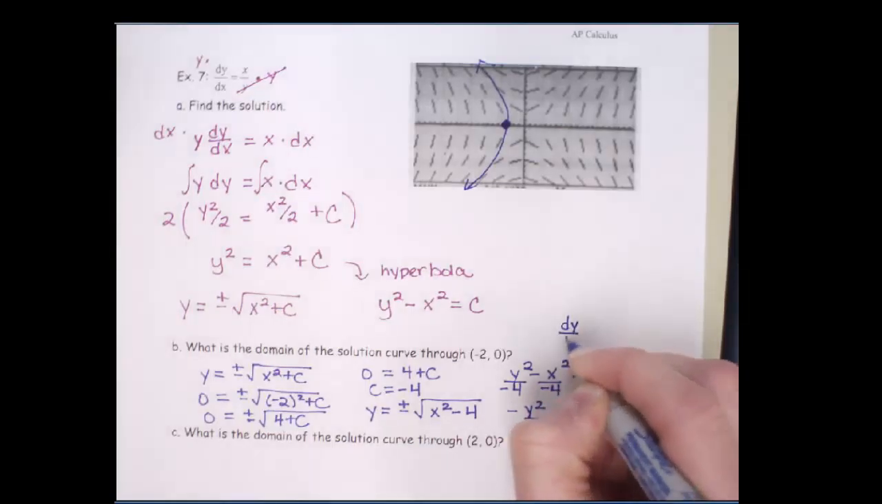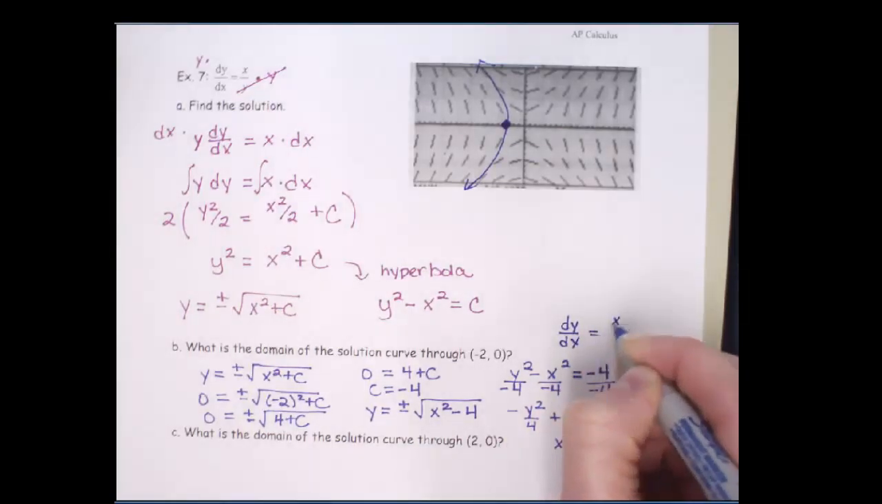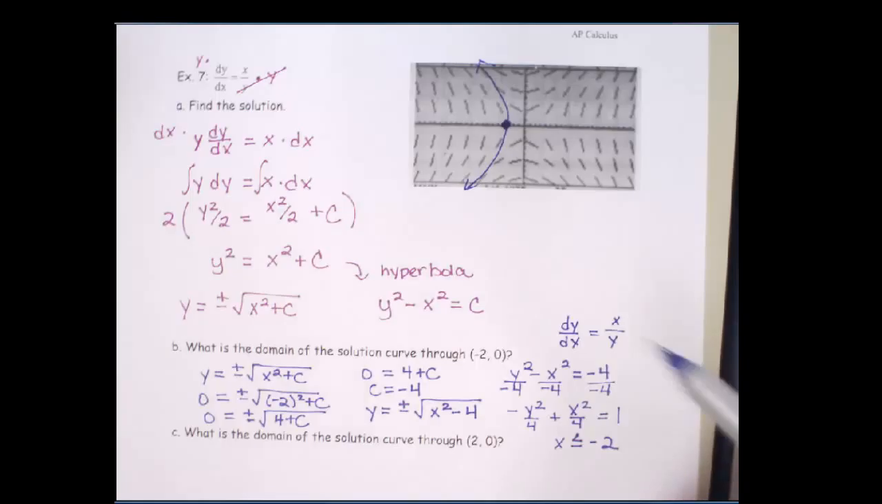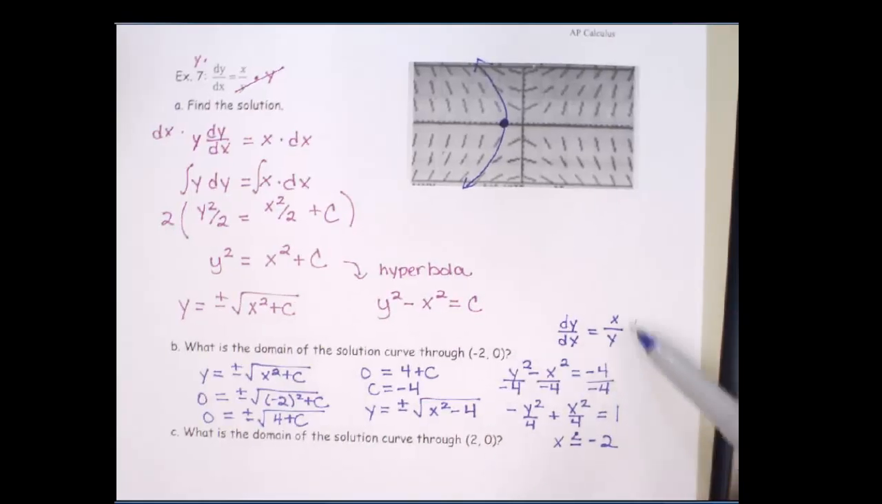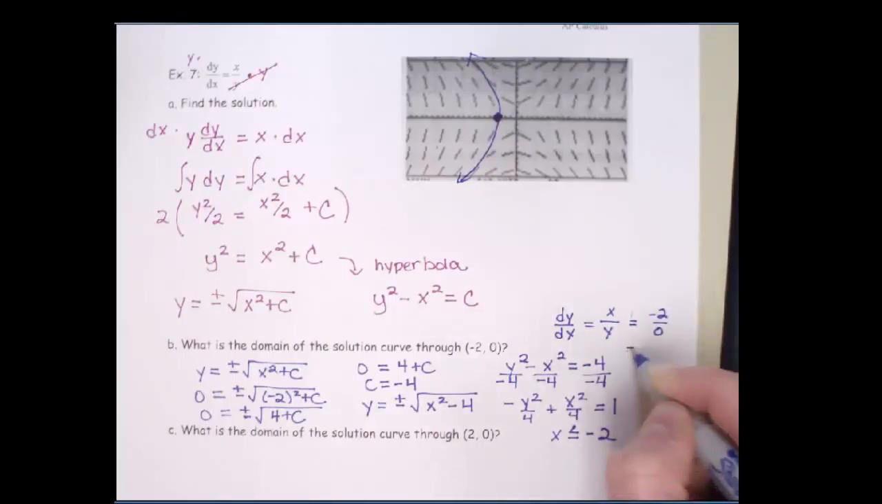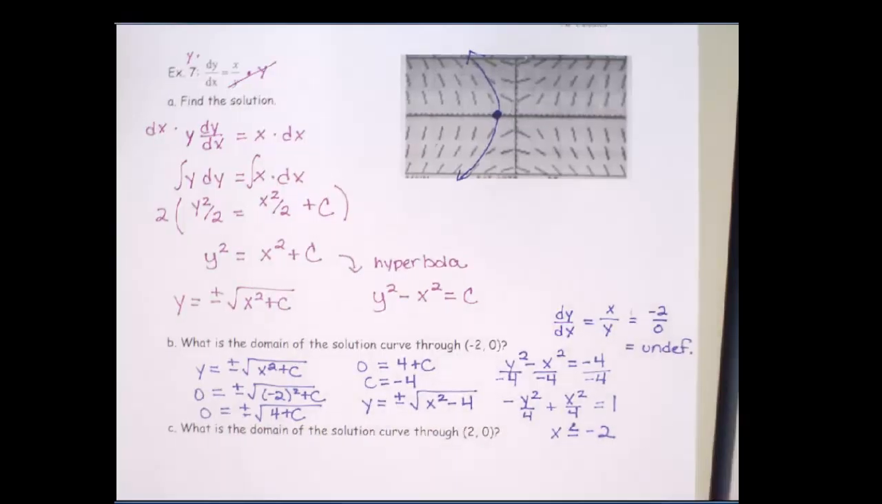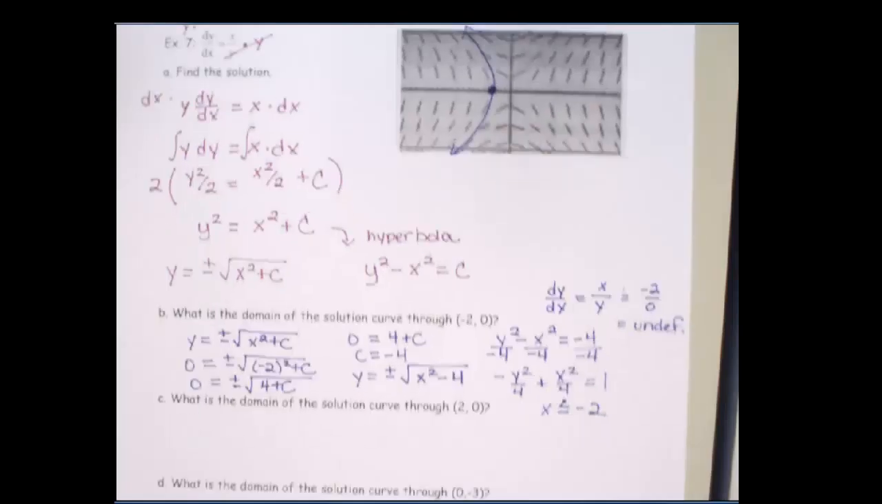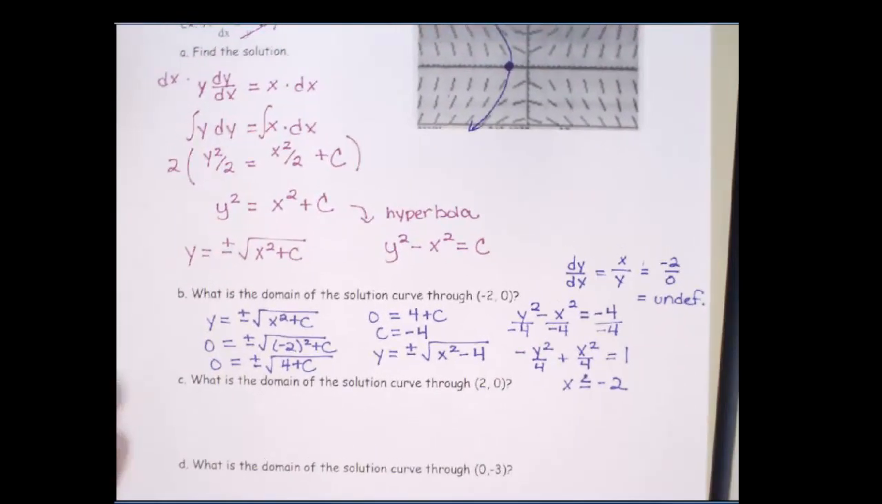dy over dx equals x over y. What is the slope at this point? If I tried to plug in negative 2 over 0, the slope is undefined. So the domain here is actually undefined. Now is this going to change for a point of negative 2, 0? Or I'm sorry, of 2, 0?